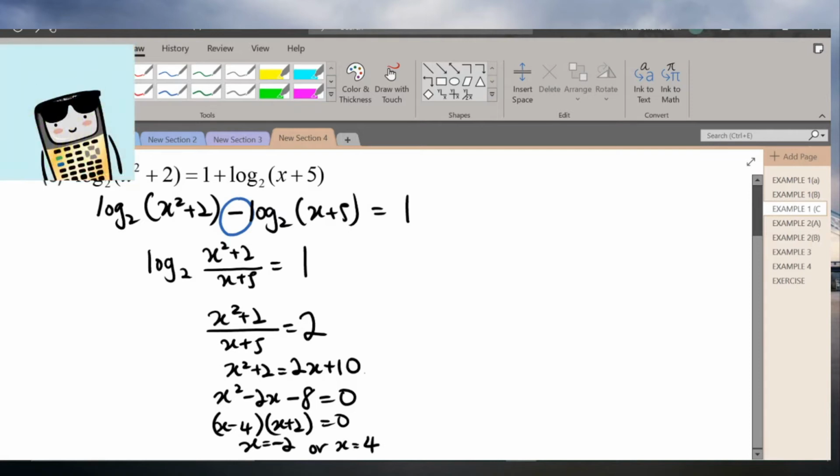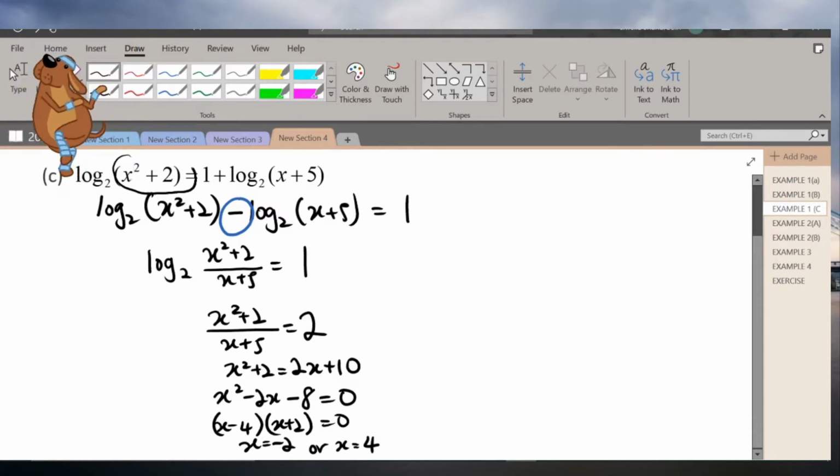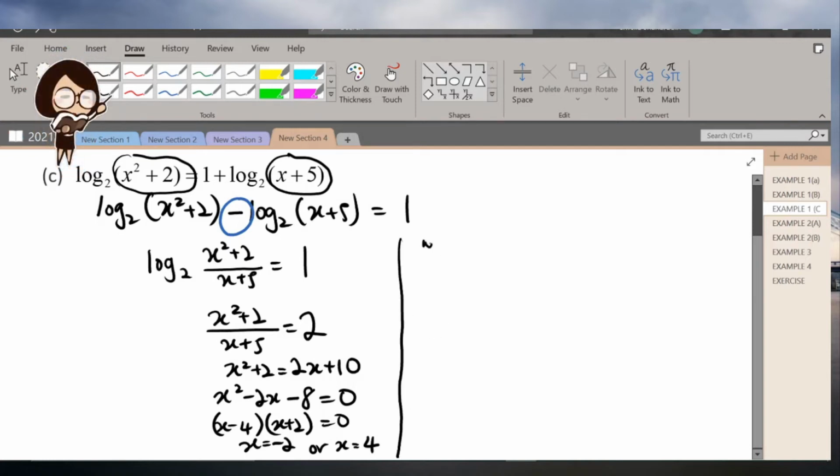So from the previous questions, when we have a negative result, we just reject it, right? But for this question, we cannot reject it because x does not stand alone. So let's check for both answers. So check.